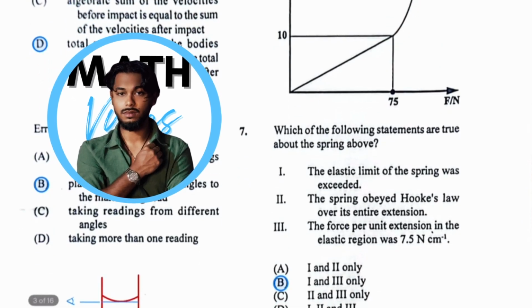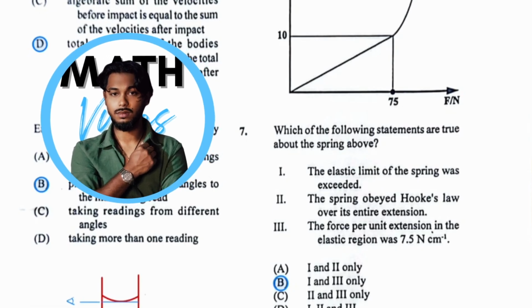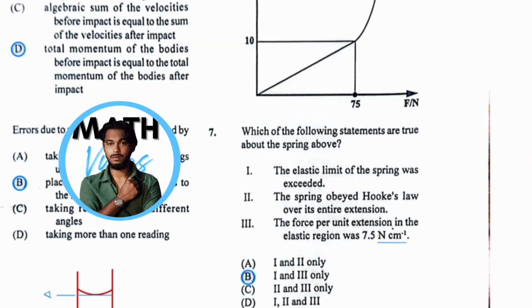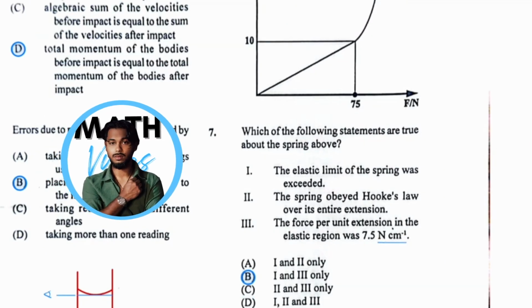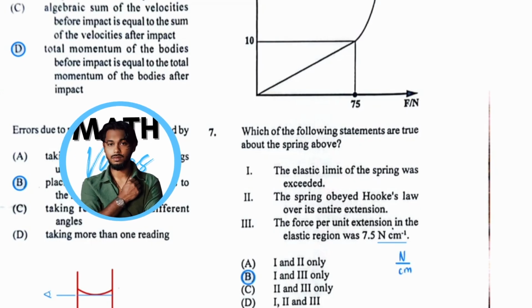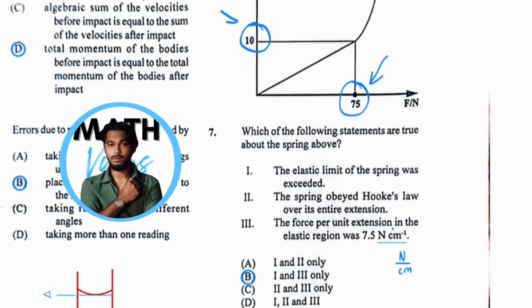Part 3. The force per unit extension in the elastic region was 7.5 Newton per centimeter. Let's look at the units, guys. So we're seeing Newton per centimeter. So what that means, Newton all over centimeters. So where are we going to get a reading on the x-axis for Newton? They have it for us here. So this will be a reading on the x-axis, and this will be a reading on the y-axis.